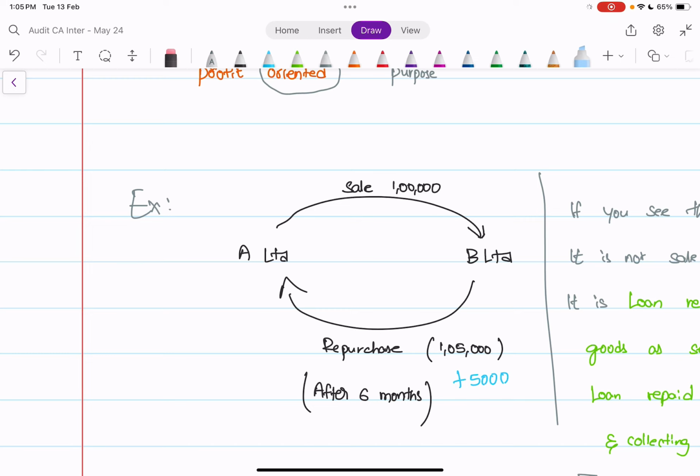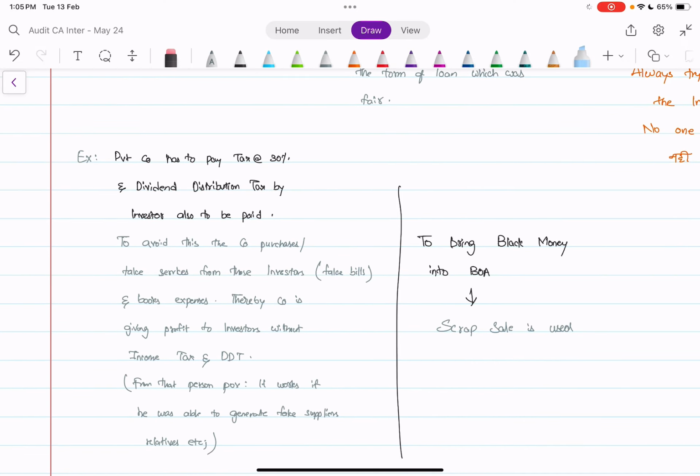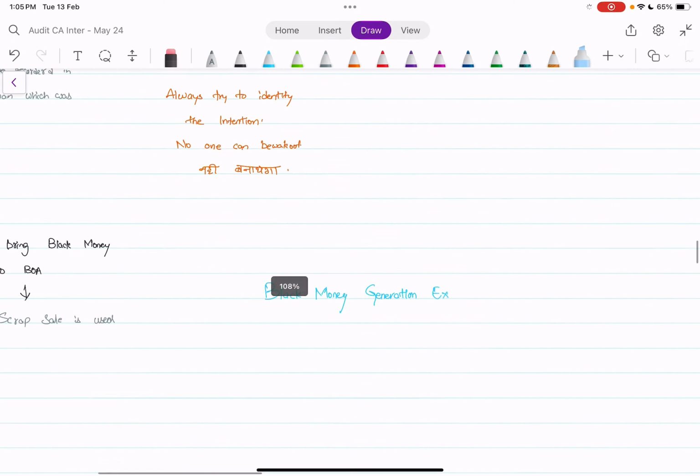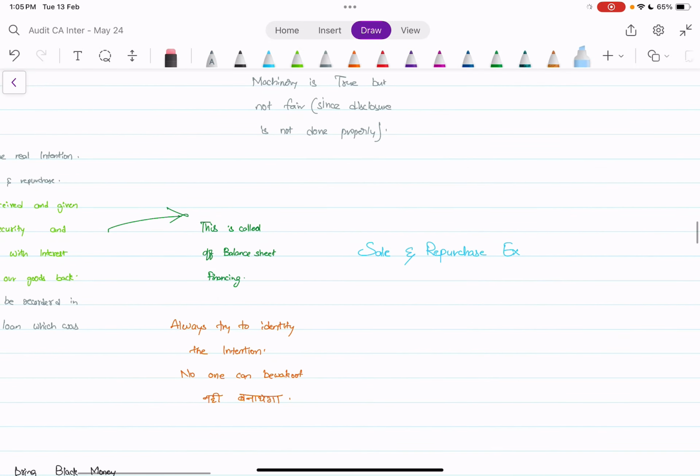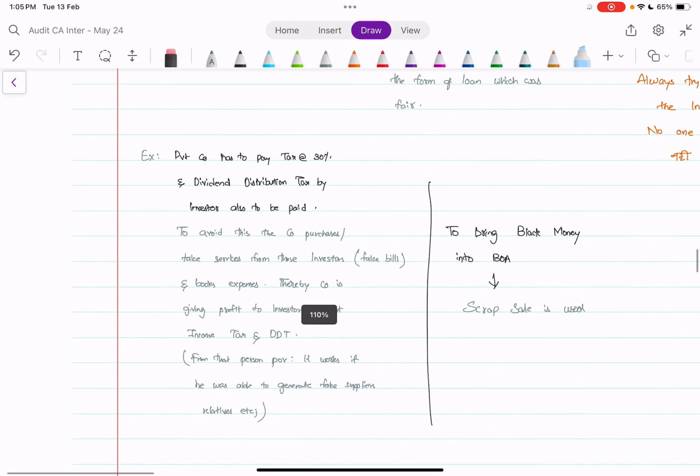Why does he do that? Why does he record it as sale and repurchase? He wants to avoid disclosure in CARO or something like that. That is the reason, and also to increase the revenue for a small period of time. He might be doing this. And one more example would be the black money example. The previous ones were the sale and repurchase example and the revaluation example, and now the black money generation example.